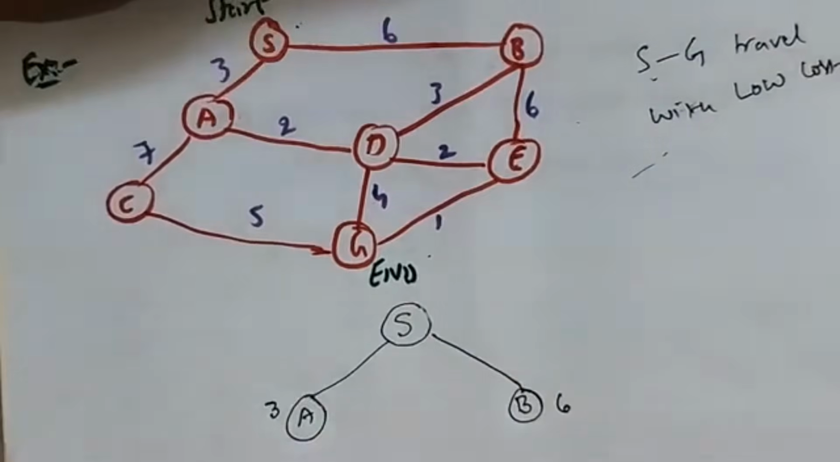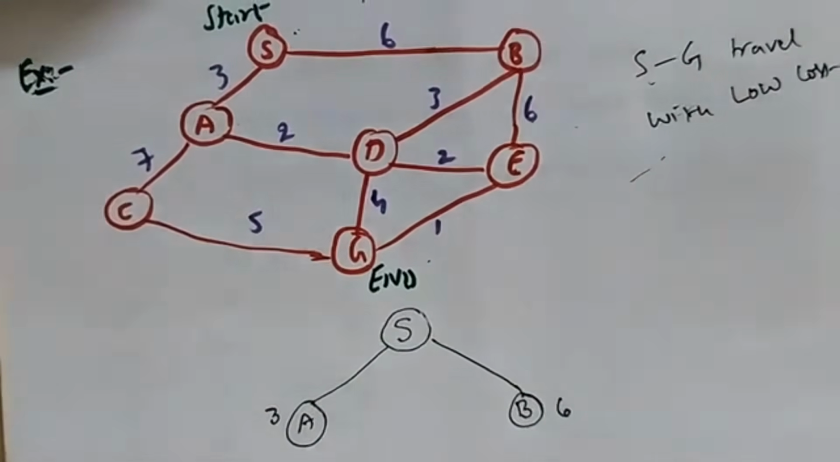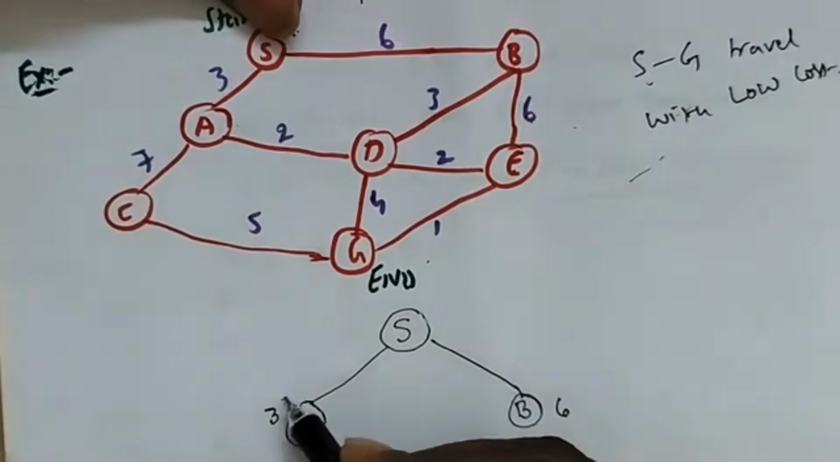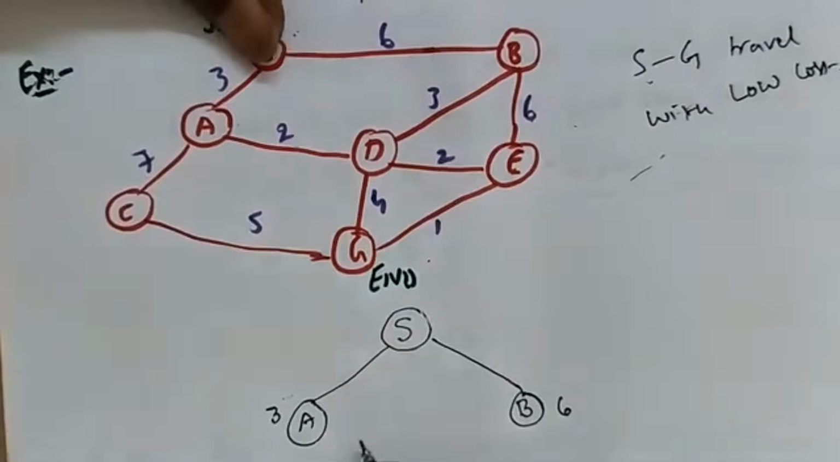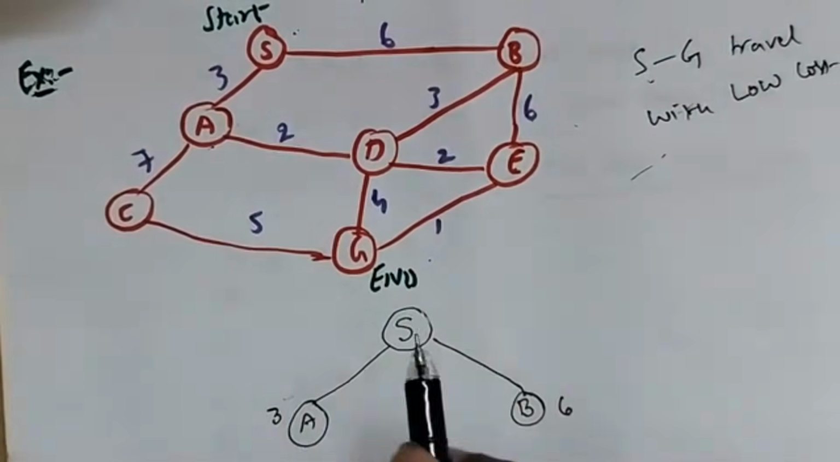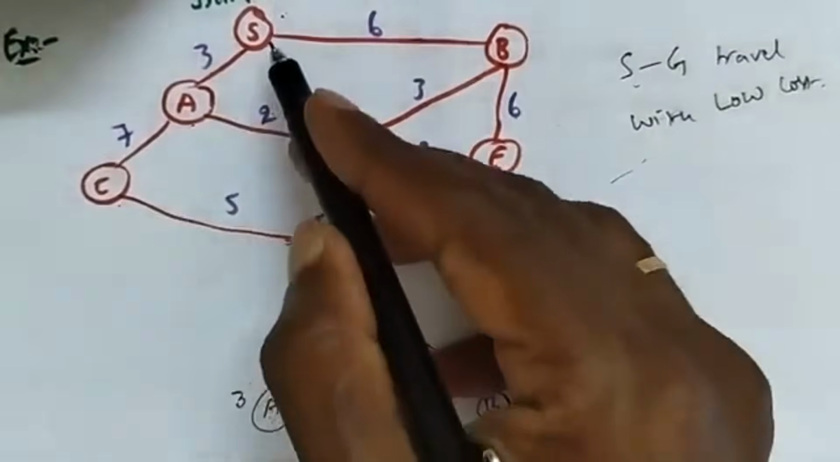Okay, which one is the least? That one has to be extended. The main point here: which one's weight is less, that has to be extended. Here it is 3, it is 6. So we have extended here A. How many possibilities do we have? For A, the possibilities are A2C, A2D, A2S.